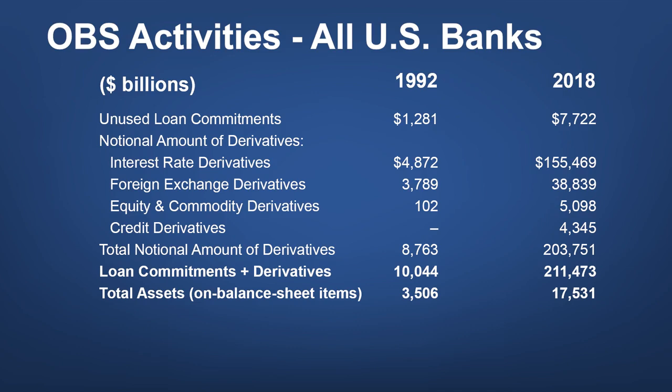Here is the data on the key off-balance sheet activities for all commercial banks in the United States. We have 1992, which is ancient history, and then we have the 2018 data. This information is collected by government agencies that want to make sure that banks aren't taking too many risks in these business lines. We are going to pay special attention to the unused loan commitments and derivatives. These are by far the most important activities.